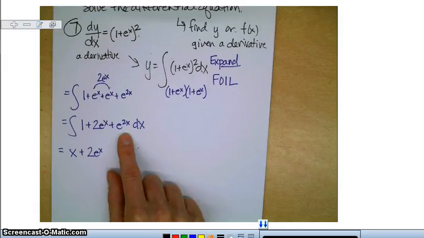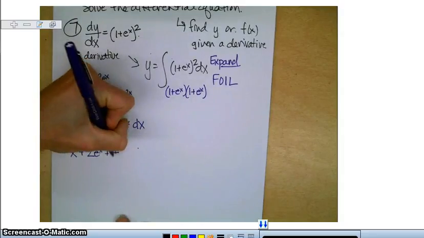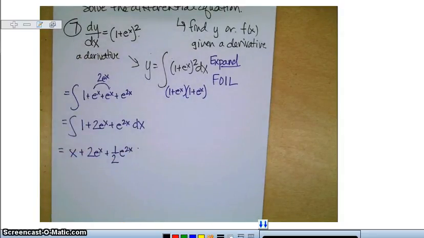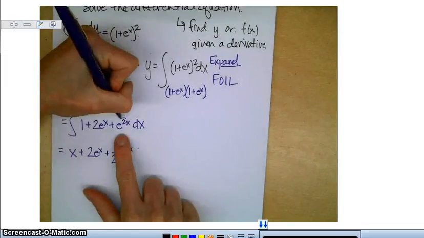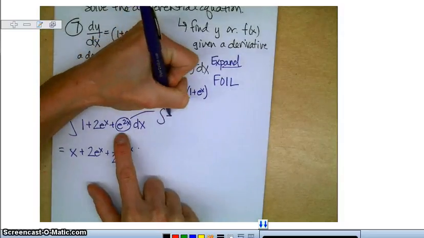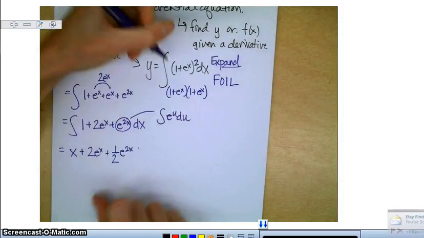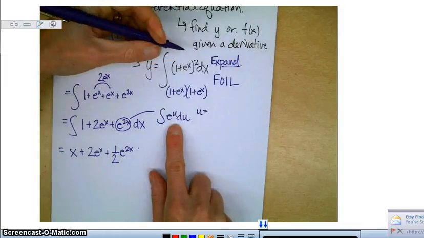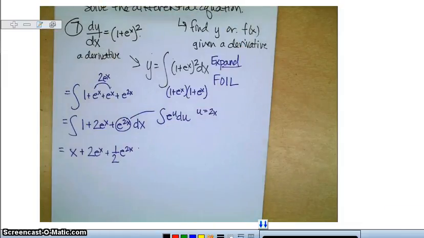It's not 2, that would be the derivative of e to the 2x. It's going to be plus 1/2 e to the 2x. Why? Yes, because the rule for this is the integral of e to the u du. And your u would have to be what? 2x. You have to use the du here. You have to do the substitution.